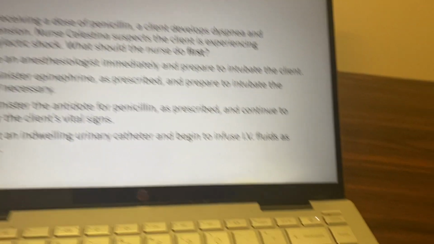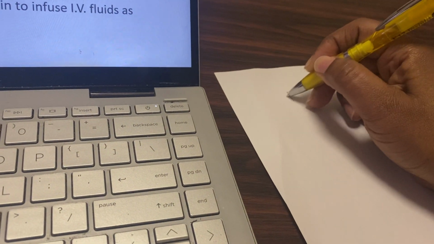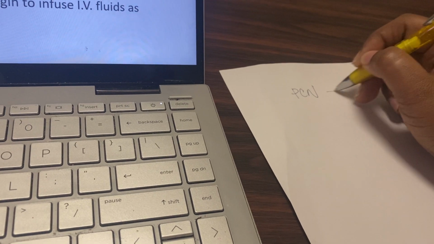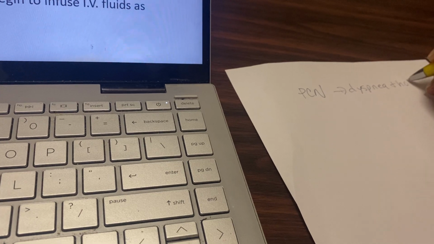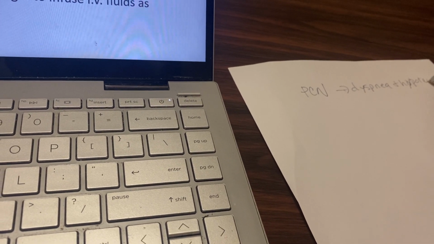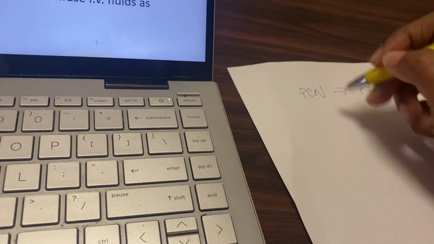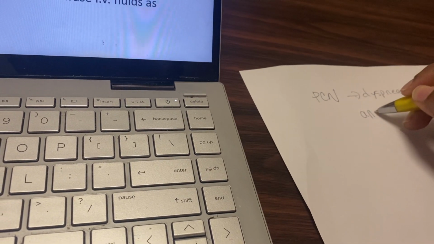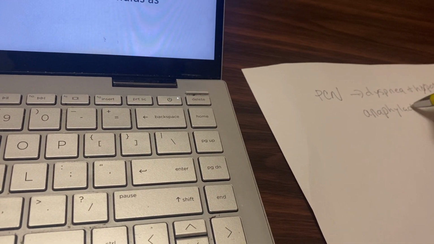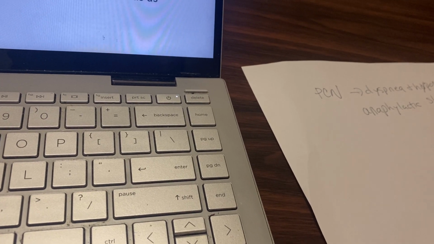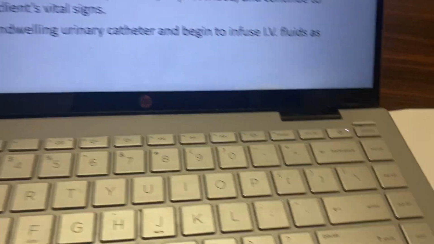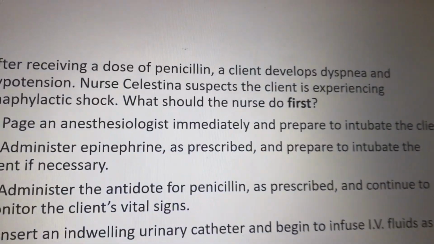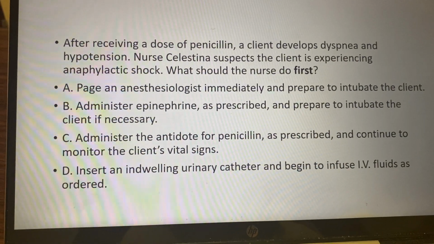So if I was writing my keywords on my whiteboard, I would definitely write, okay, we have a medicine, which is penicillin. They have dyspnea, which is difficulty breathing, and hypotension. And then we're wondering if it is anaphylactic shock, right? And then also, what's my first action? What am I going to do first? So ground yourself in what's going on. This person is experiencing trouble breathing. That's a red flag.